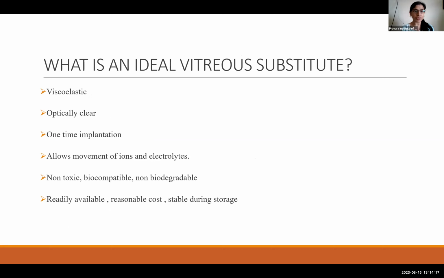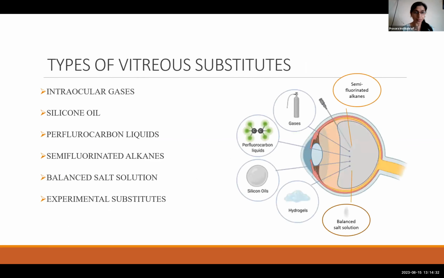What is an ideal vitreous substitute? It should be viscoelastic, optically clear, one-time implantation, allow the movement of ions and electrolytes, non-toxic, non-biodegradable, and biocompatible. It should be readily available at reasonable cost and stable during storage. These are the types of vitreous substitutes.